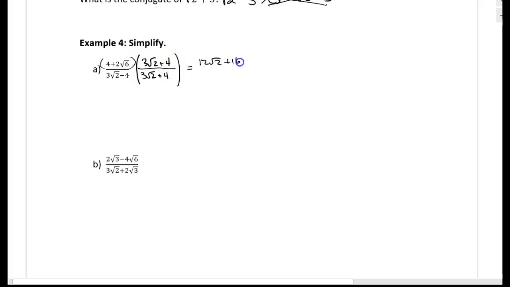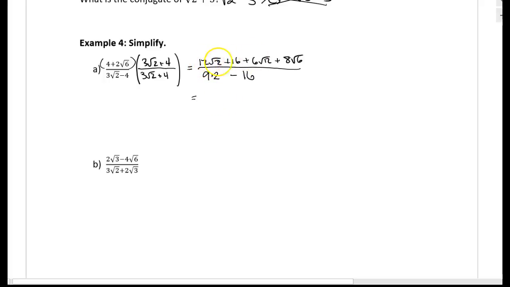Outsides is 16. Insides is 6 root 12. And lasts is 8 root 6. All divided by 3 times 3 is 9 times 2 minus 16. And again, I can skip those middle terms because I'm dealing with a difference of squares.